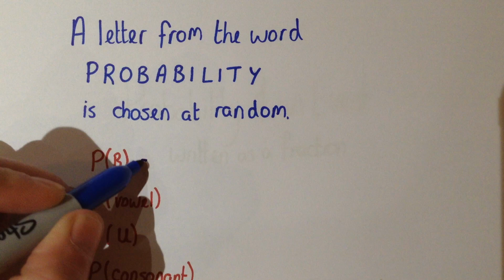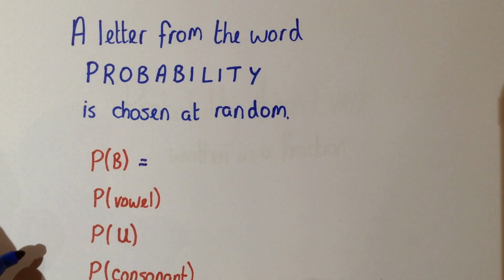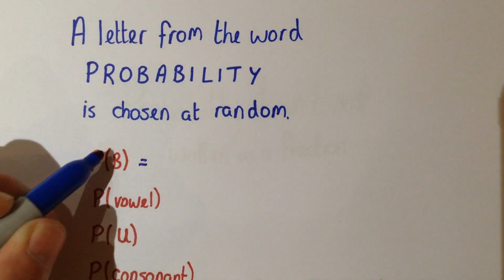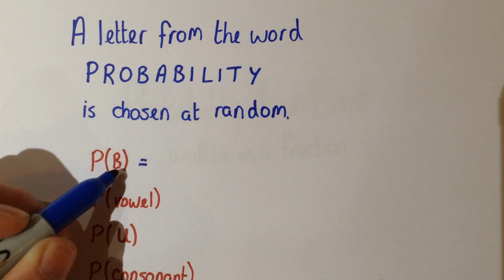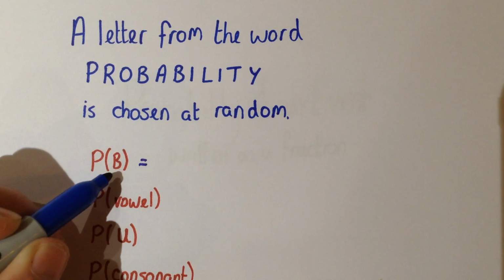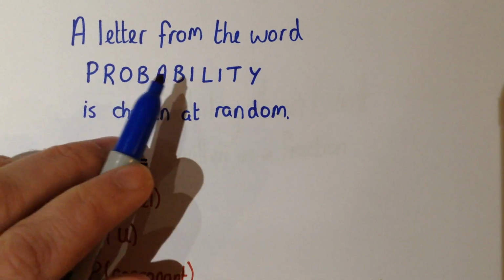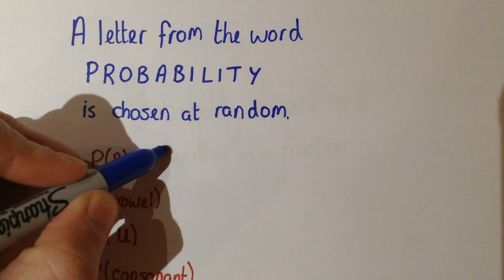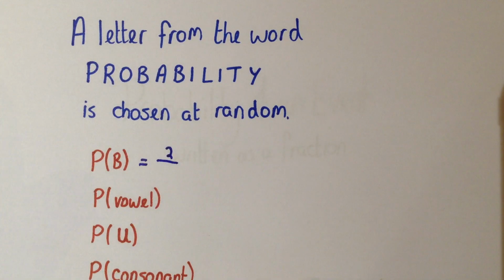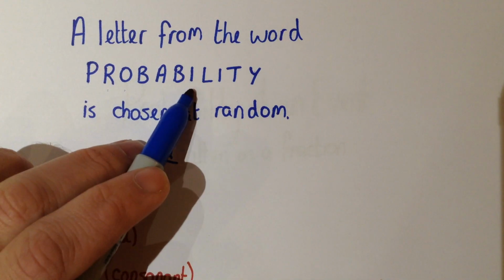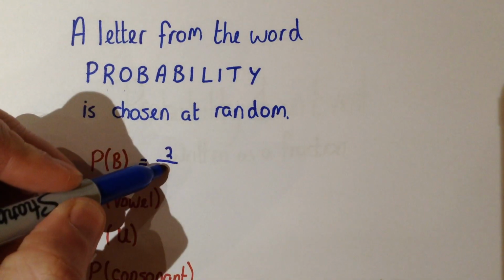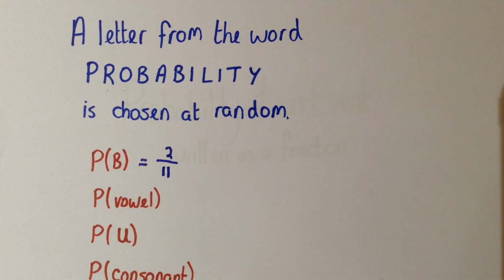So in order to do this, we need two parts of the fraction. The top of the fraction is how many times the letter B occurs in that word, or in other words, how many of the events would tick the box for what we're looking for. So here there are two B's in the word probability, so 2 will go on top of the fraction, and the number at the bottom of the fraction is how many events could occur. So here it's how many letters there actually are in the word probability. So there are 11 letters in the word, so it's 2 out of 11.